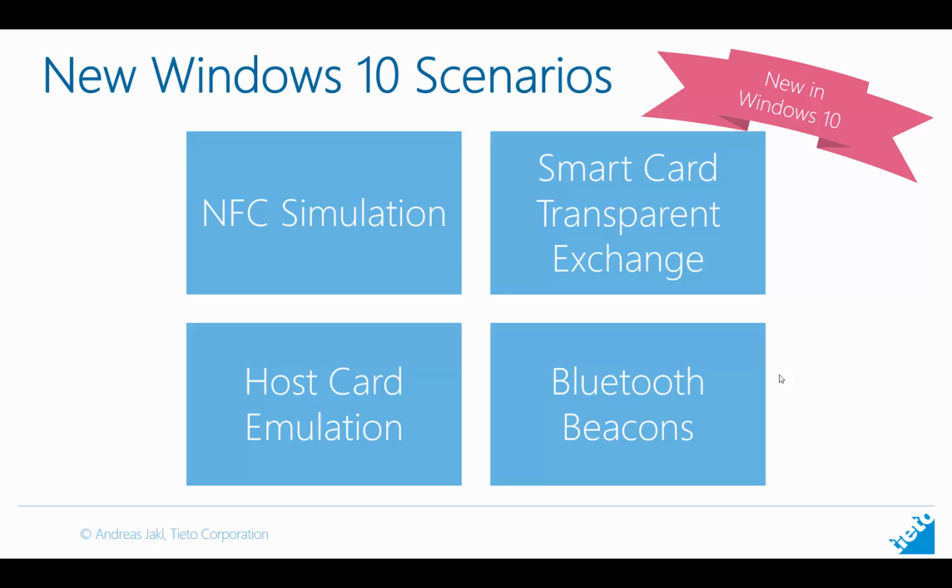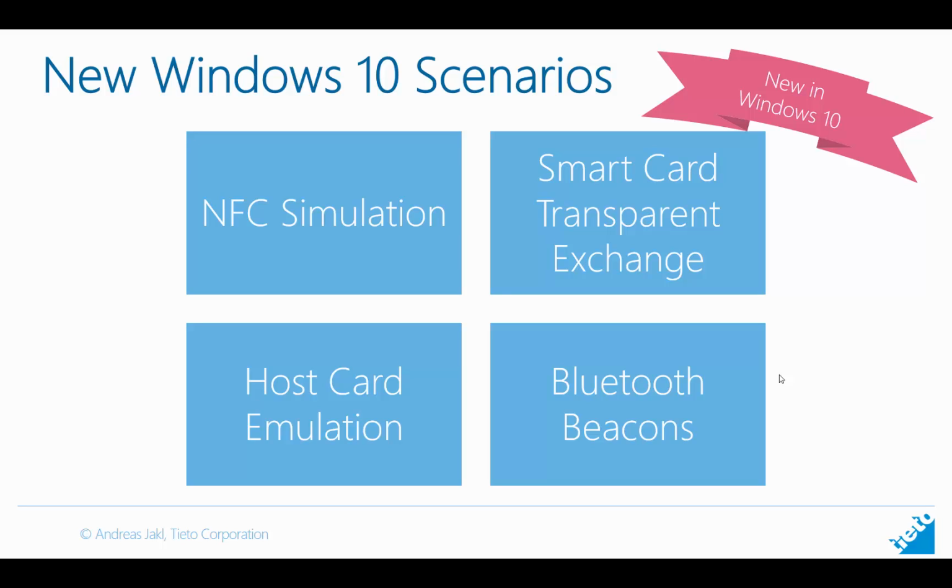The second new thing is the smart card transparent exchange. So essentially, you can now really send any kind of raw and custom commands to smart cards, which means that your app can now talk to transport cards, your app can talk to encrypted cards, your app can talk to passports, ATM cards, whatever you like.